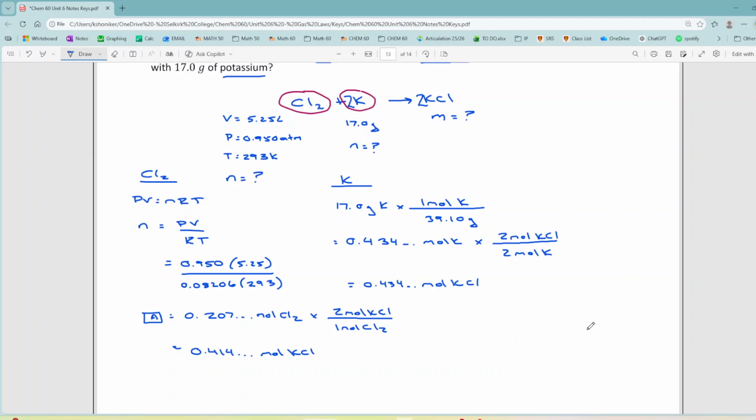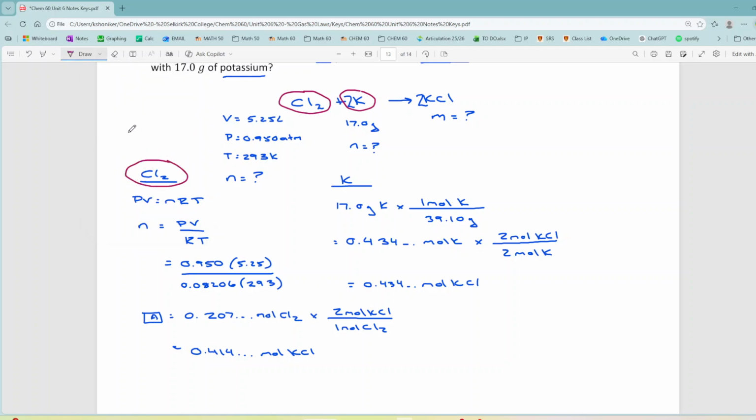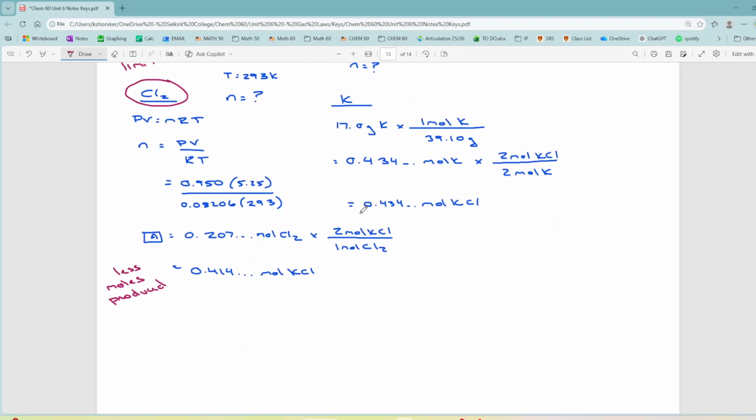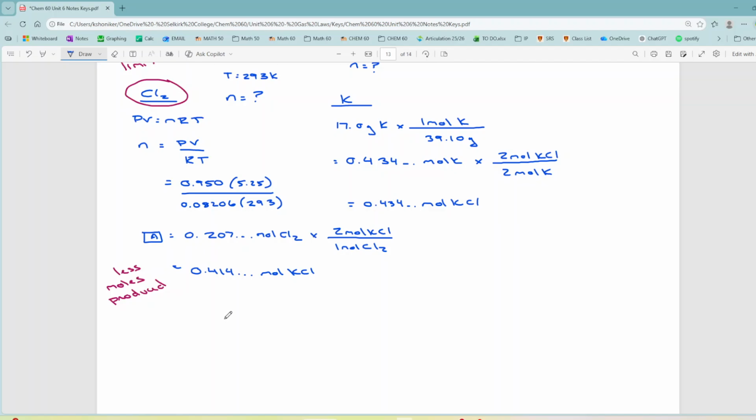So I have to do that anyway. I have to get to a place where I know the moles of potassium chloride. So if I just take them both to moles, then I can recognize that the chloride produces fewer moles of potassium chloride, which means that it limits the reaction because it can only produce 0.414, whereas we have enough potassium to produce 0.434. And the nice thing about that is now all we have to do is say, okay, I've got 0.414 moles of potassium chloride, and I want to know how much that's going to weigh.